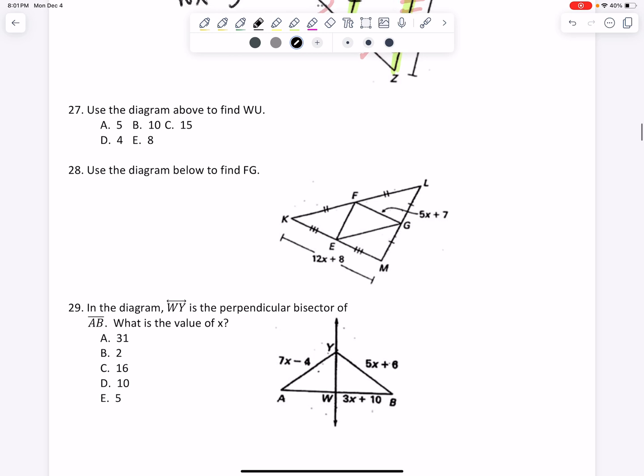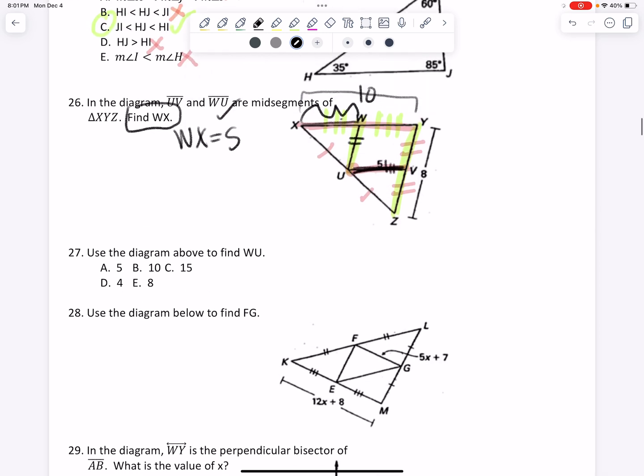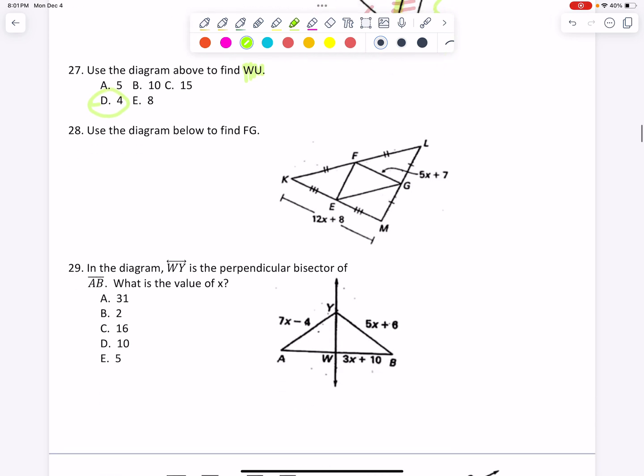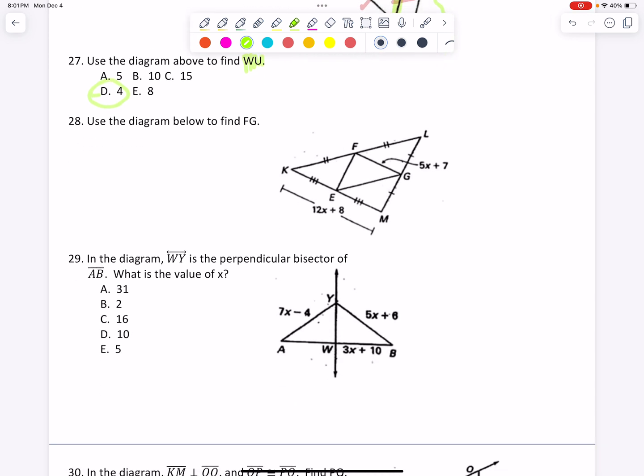Okay. Use the diagram above to find WU. It does bring me back. It wants me to go back up there and find what is WU. Well, WU is this piece right here. It is going to be half of this, which is 8, the third parallel side. Half of 8 is going to be 4. So we thought we were done with that problem, but we were not done with that problem.